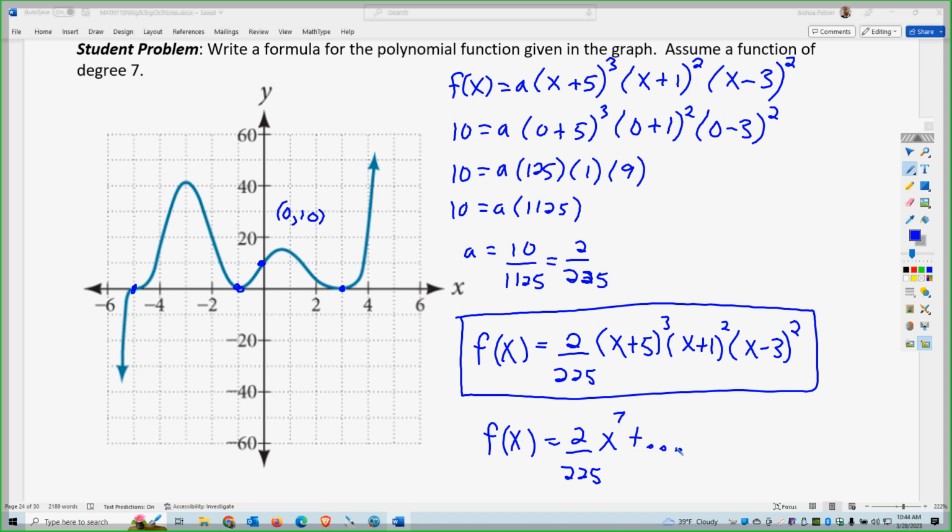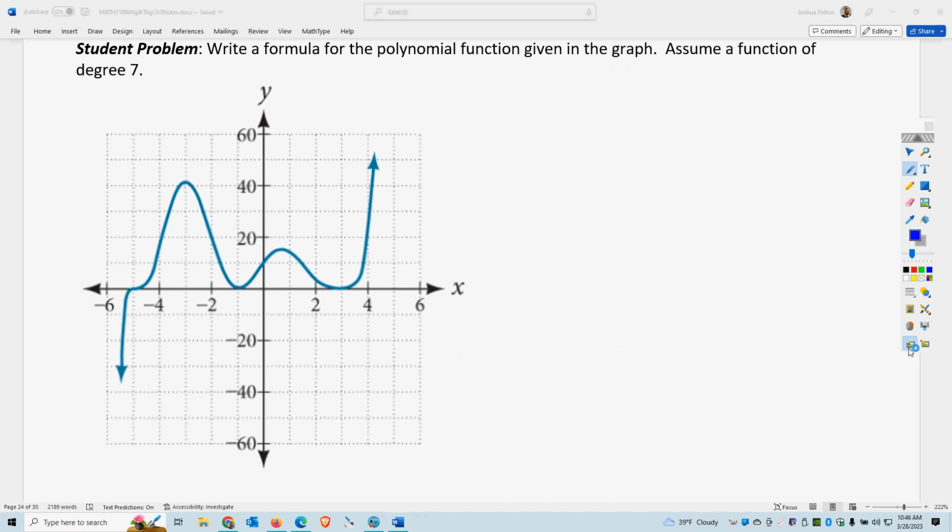And if you think about the end behavior of x to the 7th power, it's two different directions, right? But the 2 over 225 makes no difference because it's positive, right? So multiplying by a positive doesn't change anything. So in the positive direction, you go positive. In the negative direction, you go negative. So that actually makes valid sense. Okay, let's try the next one.